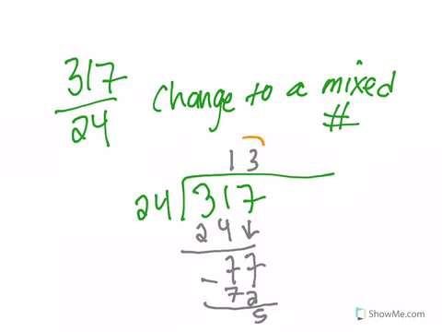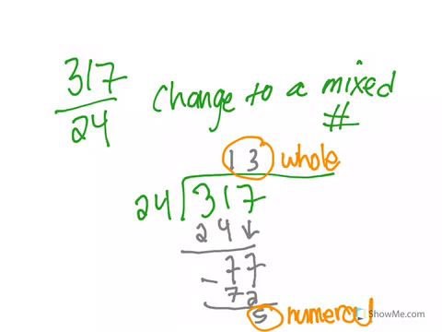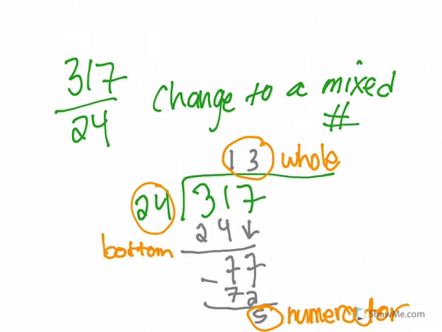So this is the whole part, the whole portion of the fraction. This right here is the numerator. And this is always the, let me just put bottom, but it's the denominator, okay? So then, how does that look? You have 13, that denominator, over 5.